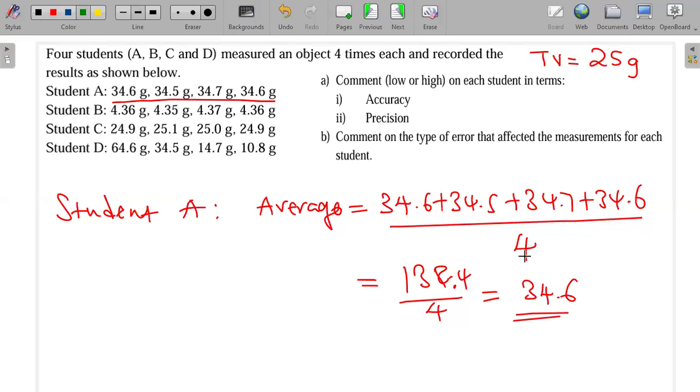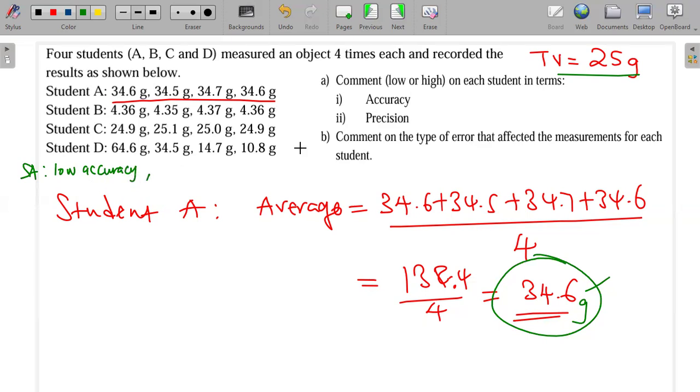So we compare it now to the true value. This one here is the average, and we compare it to this true value. Are they close? No. So for student A, I'll just write SA here, the accuracy is very low. We are going to say not accurate, which simply means low accuracy.